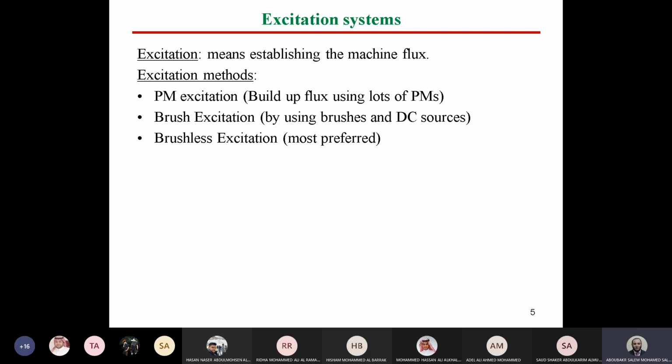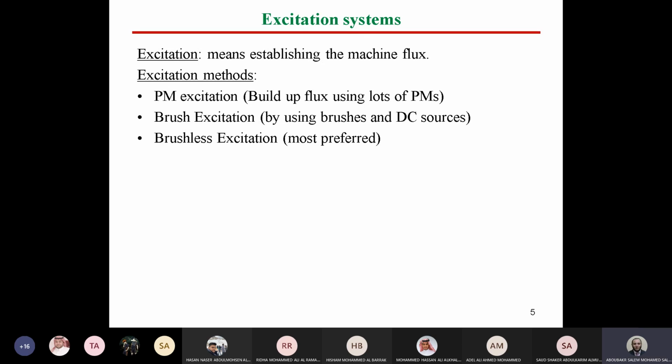Regarding excitation, excitation means to establish the magnetic flux in the machine. We agreed together that you cannot convert electrical to mechanical or mechanical to electrical power without the help of flux. So in order to do that, we need to make a source for excitation.